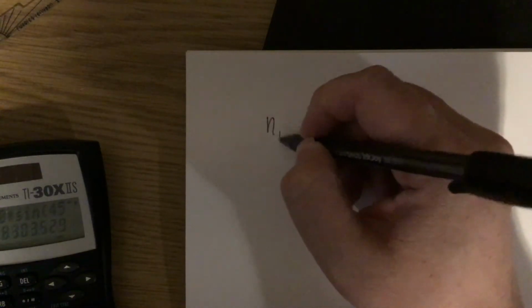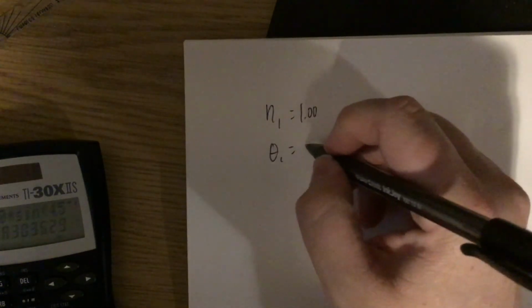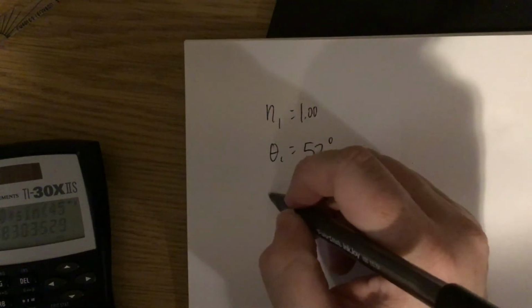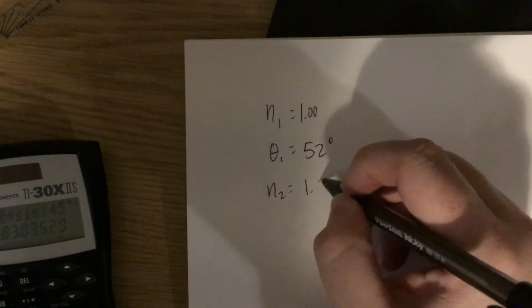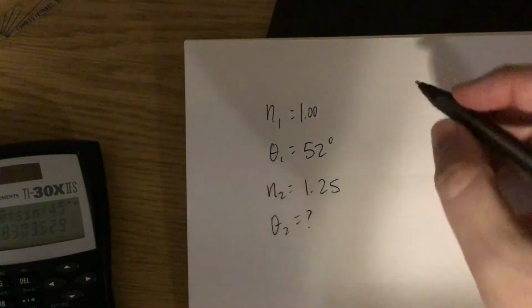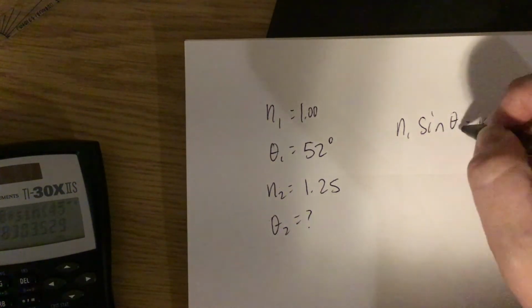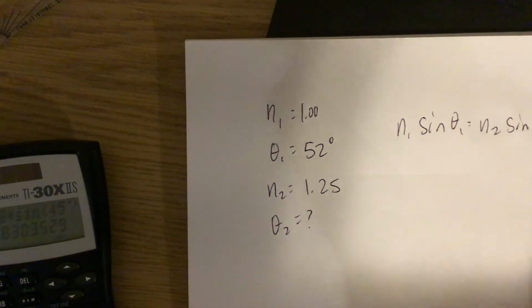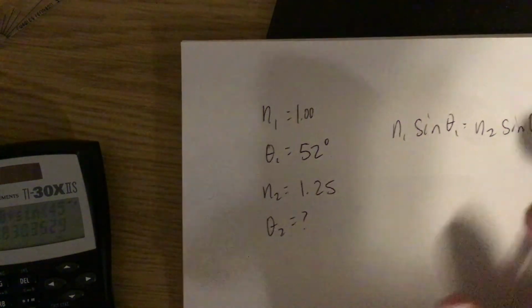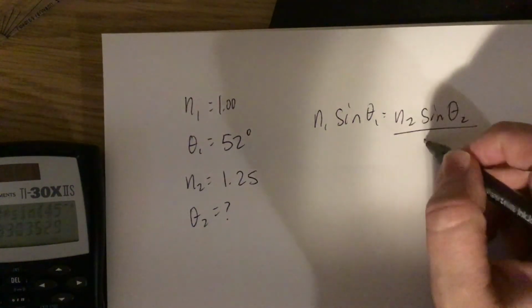The other situation you might encounter is where you would have to solve for an angle. Let's say that you know that n1 is 1.00, and you may have theta 1 equals, I don't know, let's say 52 degrees. And we'll say that n2 is 1.25, and we want to know theta 2. Well, we still set up with what we have. n1 sine theta 1 equals n2 sine theta 2. And this time we'll have to solve for theta 2, so it'll have a couple of different steps in it. So the first thing we would do is to divide by n2 on both sides.